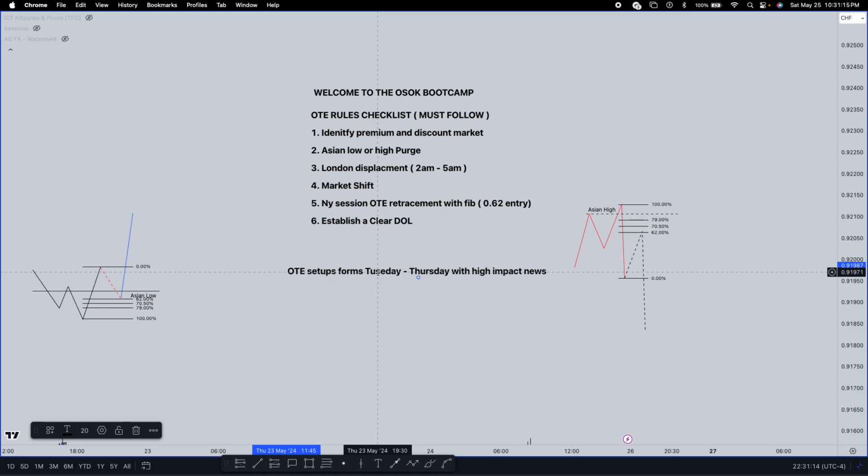The second rule is going to be Asian low or Asian high purge. You have to see the Asian high or Asian low purge. And for the record, this is what I use for Asian session time. I'm going to put this right here so we're all on the same page.